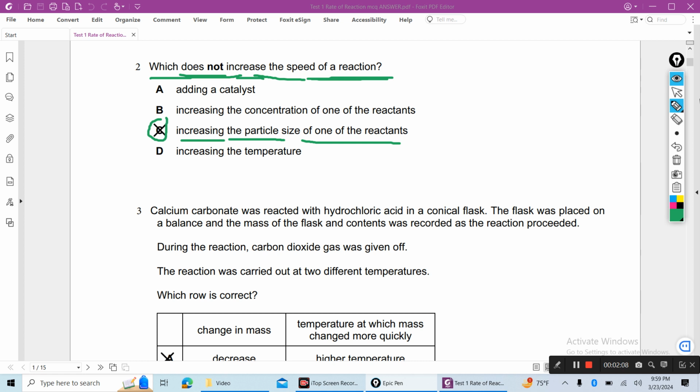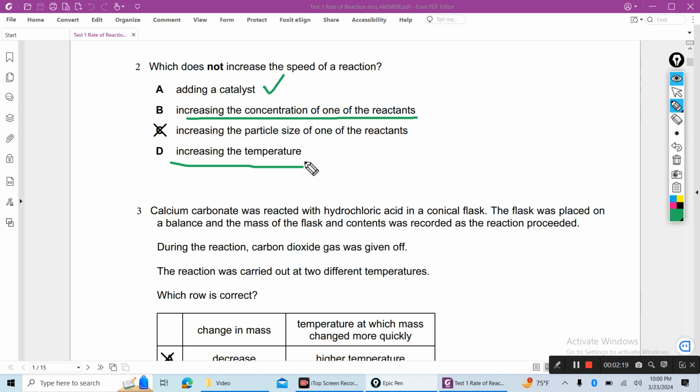But the others: adding a catalyst, rate of reaction increases. Increase the concentration of one of the reactants, rate of reaction increases. Increasing the temperature, rate of reaction increases. So C is the correct answer.